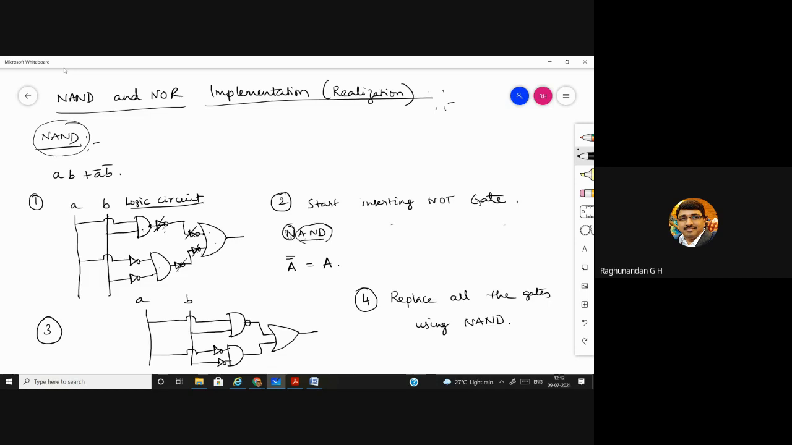This is NOT. See, as I had told you already, for NOT you're having a single input. Can we have a single input for a NAND gate? No, sir. That's why we have to replace this NOT gate by a NAND gate. We take a single input and give the same input to both the inputs of the NAND gate. We take the same A only. Same thing will be given.